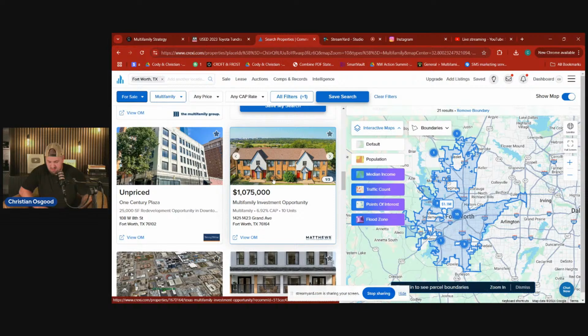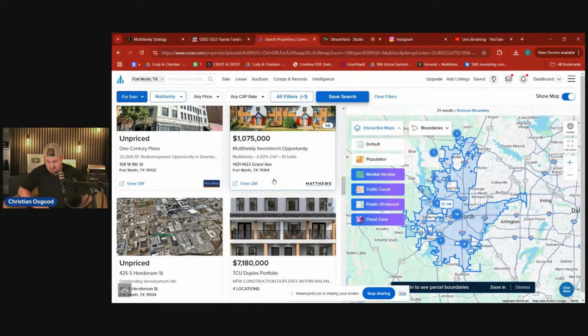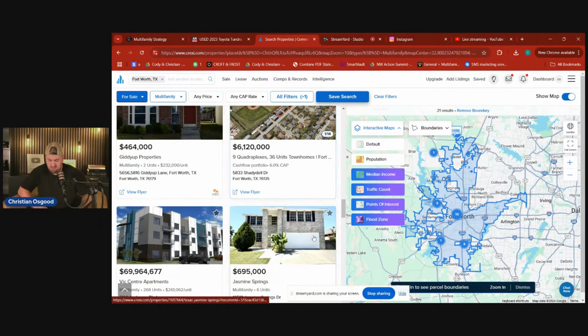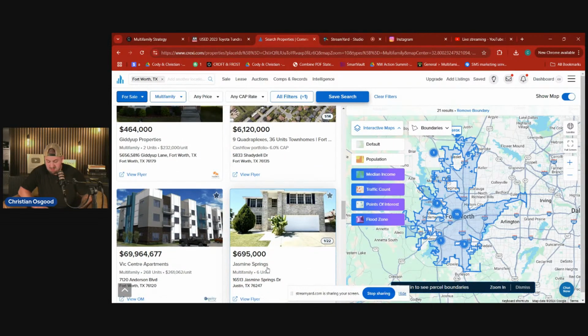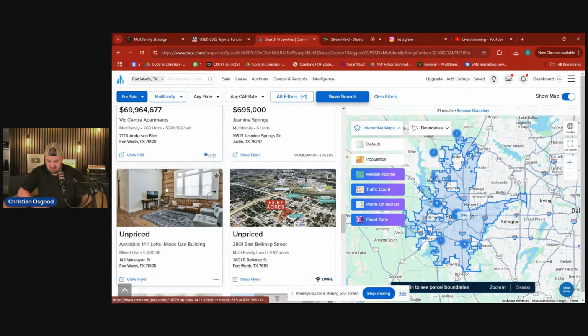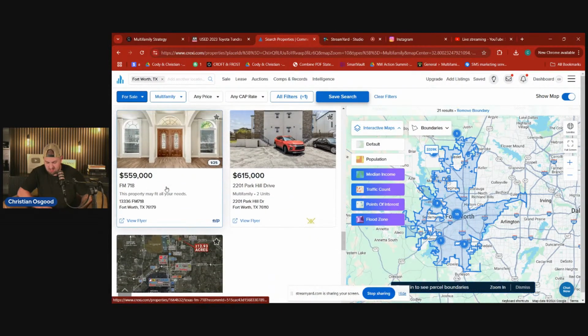Actually, 10 units. It's about 100,000 a door, 107,000 a door. That one's actually really interesting. See, this one looks too nice for me, but it's 6 units, 700,000. This looks more like a house, though. I don't have a good feeling about this one. This is development, and I don't want to spend $70 million. It's going to be well out of my price range.